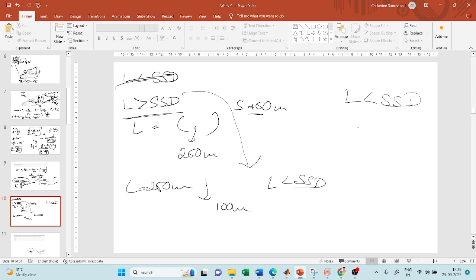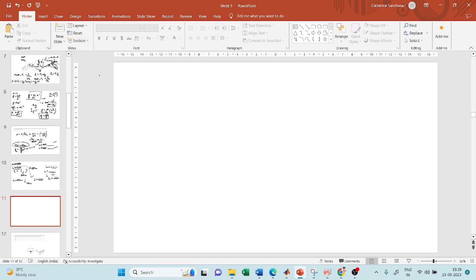So L is lesser than SSD, and then find out L based on the second formula. It will definitely satisfy. So L will definitely be less than SSD in this case when you use this formula. Then you can go ahead and solve the rest of the problem. So for this problem, first let me assume that L is greater than SSD.